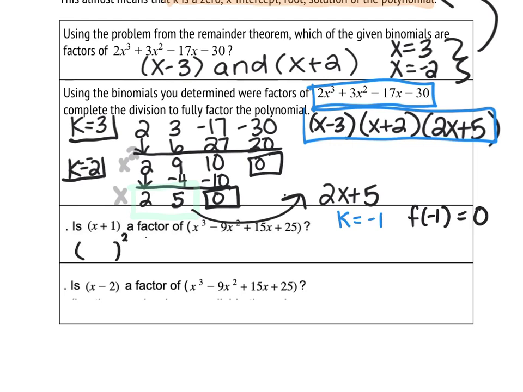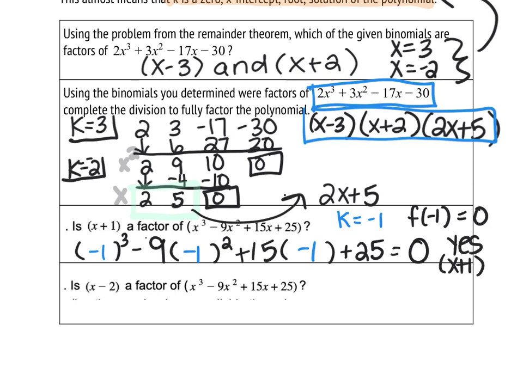So we're going to put parentheses, placeholder cubed, minus 9 placeholder squared, plus 15 placeholder, plus 25. In those placeholders, we're going to put in negative 1. If this comes out to be equal to 0, then we have found a factor. If it doesn't come out to equal 0, then it's not a factor. It's just that simple. Now, this does come out to equal 0, so the answer is yes, x plus 1 is a factor. Okay? So pause this video and do the same thing for the next one, and then come back and check.